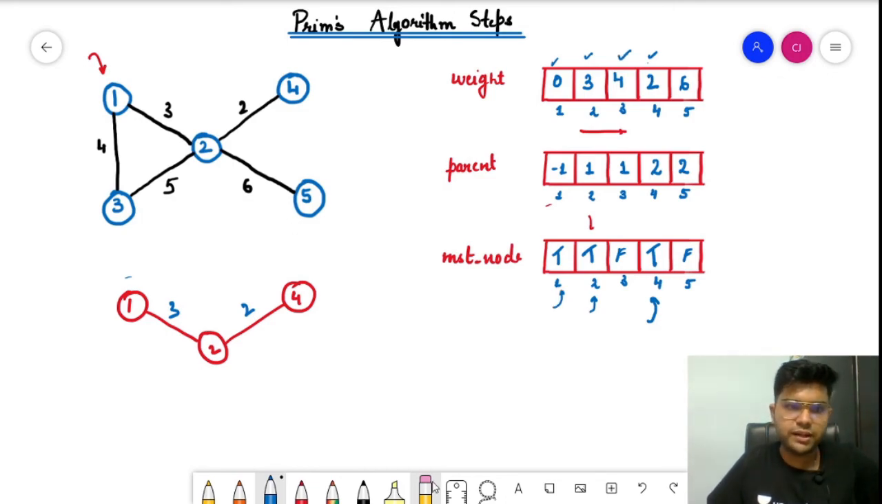Okay, so now let us take this node, that is 3, because it is the next minimum that we have. The weight is 4, and it is not yet taken into the MST. Now we'll take it into this MST. So this node also will go into the MST. If it is associated with any other node, we can get that through the parent array.